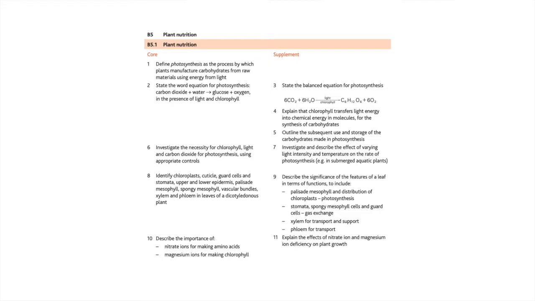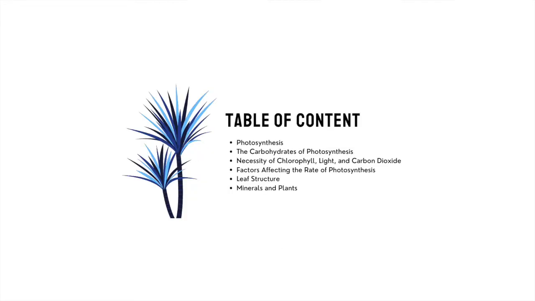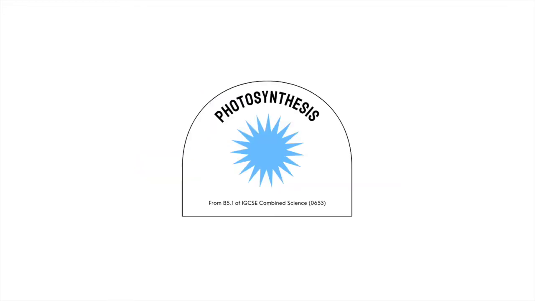By the end of this video, I hope you have grasped enough knowledge from each tightly packed subtopic. From the criteria, I will be splitting the topic into 6 parts: photosynthesis, its carbohydrates, necessities, affecting factors, leaf structure, and minerals. I will be providing the timestamps in the description below. First, we begin with the introductory topic, photosynthesis.